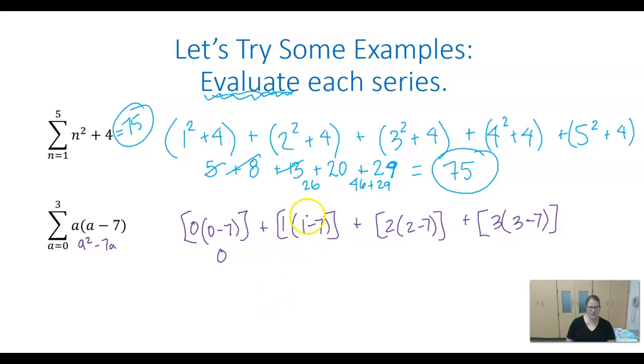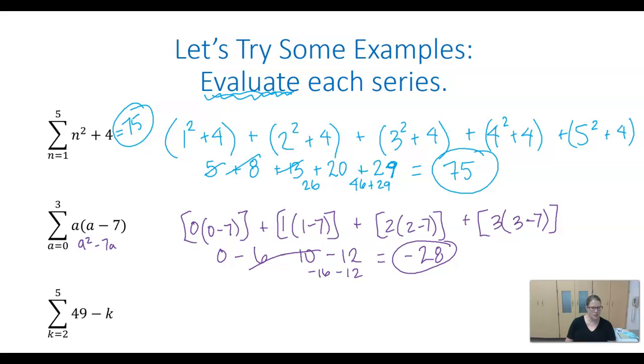1 minus 7 is negative 6, and negative 6 times 1 will be just minus 6. On the third term, we have 2 minus 7, which is negative 5, and negative 5 times 2 is negative 10. And then on the last one, 3 minus 7 is negative 4, and negative 4 times 3 is negative 12. So if I sum these all together, I'm going to get negative 6 minus 10, which is negative 16. And then minus 12 more would be negative 28. So there's our sum.